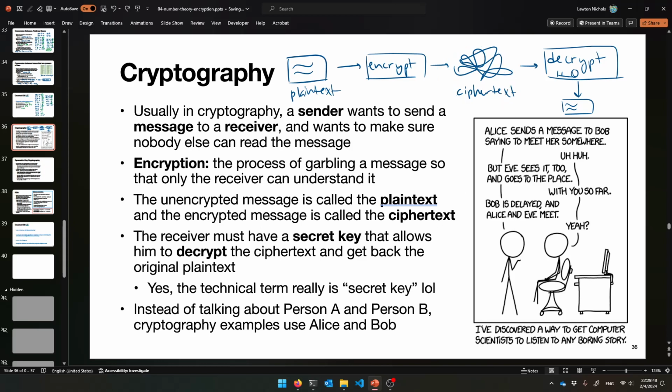Secret key is really a term that's used in cryptography. It's not just a weird, silly word. Okay, so that's the setup for most of cryptography.